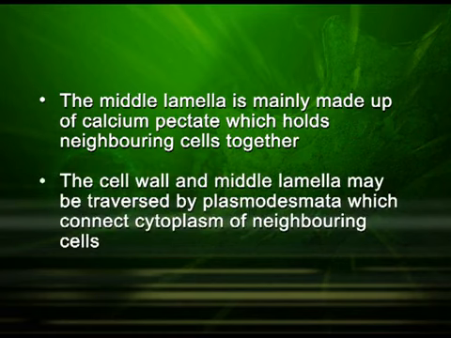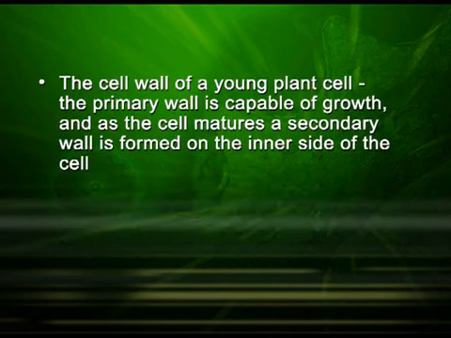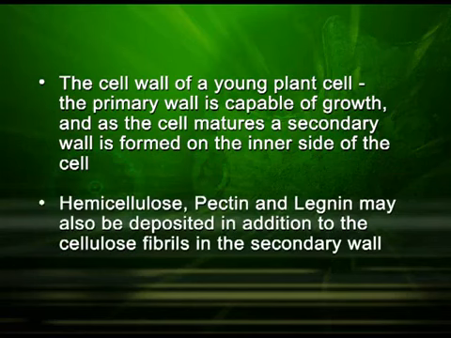The cell wall and middle lamella may be traversed by plasmodesmata. Plasmodesmata connect the cytoplasm of neighboring cells. The cell wall of a young plant cell is the primary wall. This is capable of growth, and as the cell matures, a secondary wall is formed on the inner side of the cell. Hemicellulose, pectin and lignin may also be deposited in addition to the cellulose fibrils in the secondary wall.